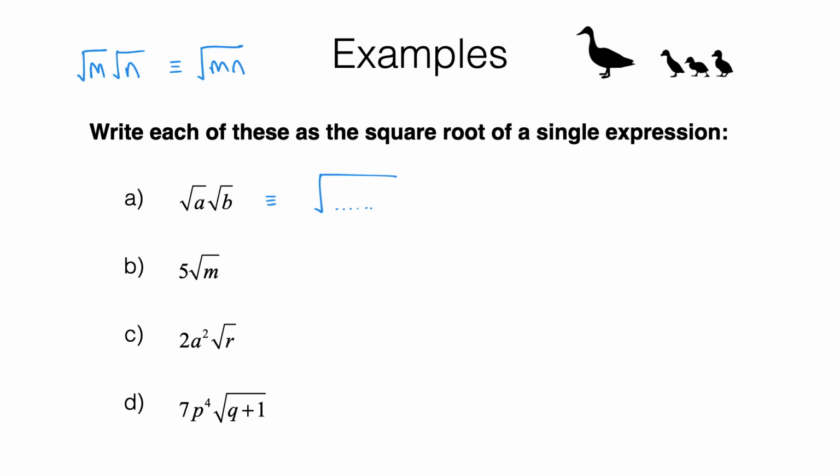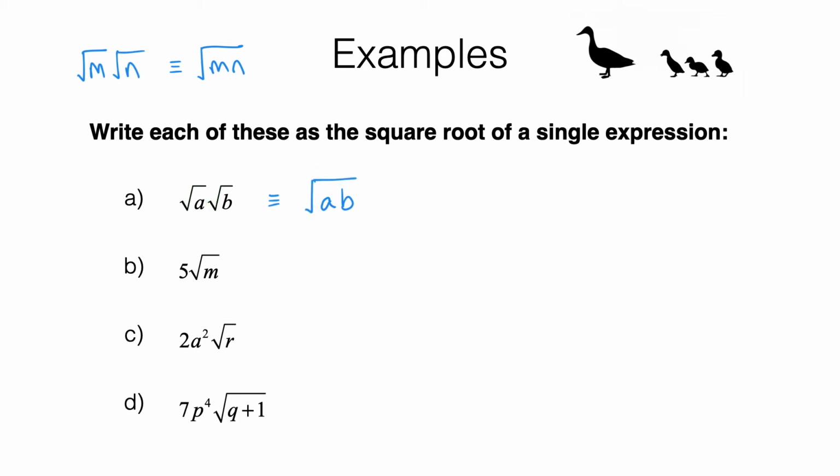Let's have a go at question A. Here we've got the square root of A multiplied by the square root of B. We have a product of square roots, just like up here. And that means we can combine them into a single square root like this. It's the square root of A times B, which is just AB. And that's it for the first question.